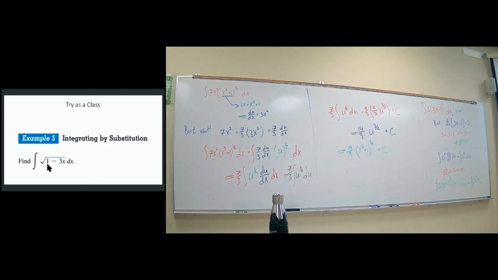So to start off with in this problem, we've got 1 minus 3x, that quantity raised to the 1/2 power. So what's u going to be? U is 1 minus 3x. Okay, what's du dx going to be? Just the derivative of this interior, right? So it's -3. So we would start by saying, let's substitute u.